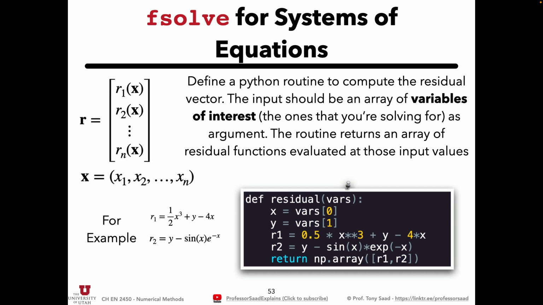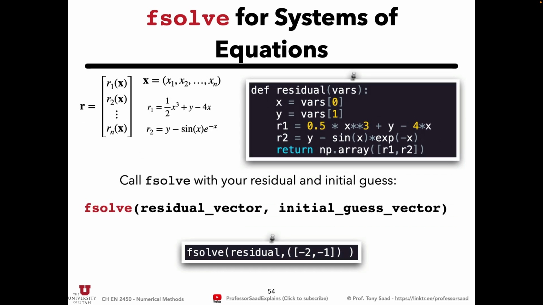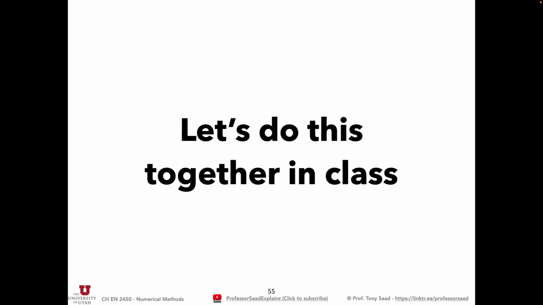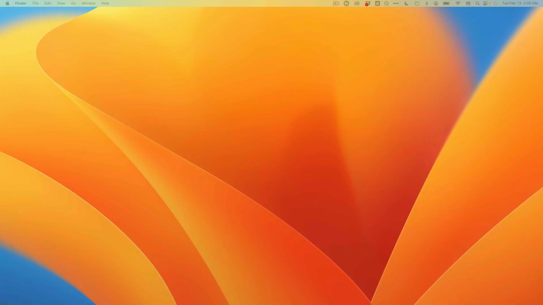Okay? So just like with a single nonlinear equation, you call f-solve, you give it the residual subroutine, except now the initial guess is an array of initial guesses. So in this case, we have two roots, two variables of interest, so you give it two initial guesses. So we will do this together in class. You can open up your Jupyter notebook, whatever, the one with the pipe flow or a new one.